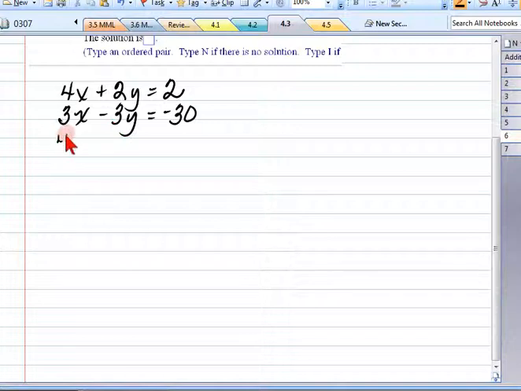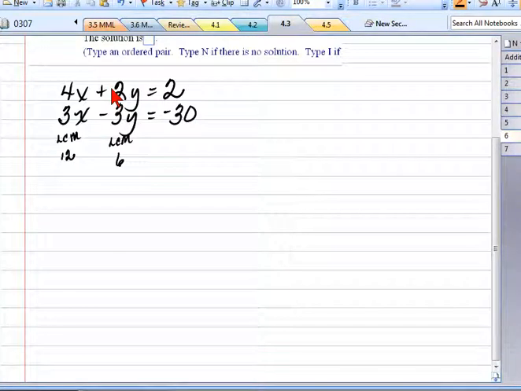What's the least common multiple for 4 and 3? What would I have to multiply 4 by? 3. And what would I have to multiply 3 by? 4. Okay, and one of them would have to be negative to get opposites. All right, look here. What's the least common multiple? 6. What would I have to multiply 2 by? 3. And 3 by? 2. But those already have different signs.